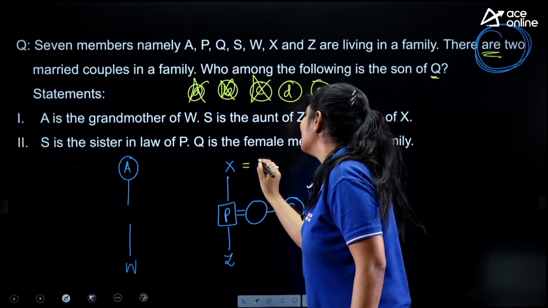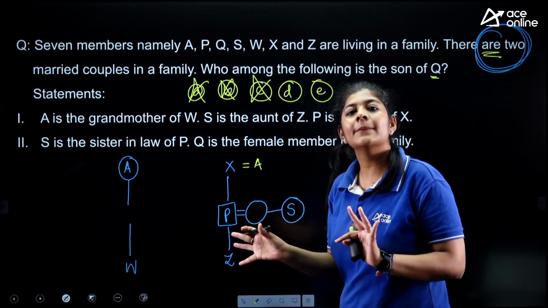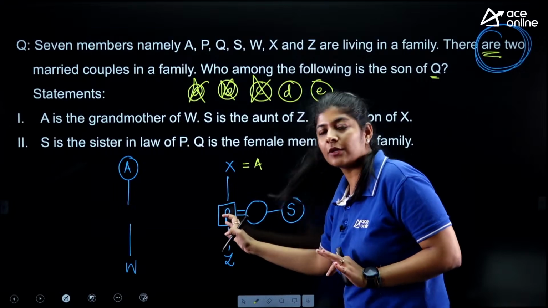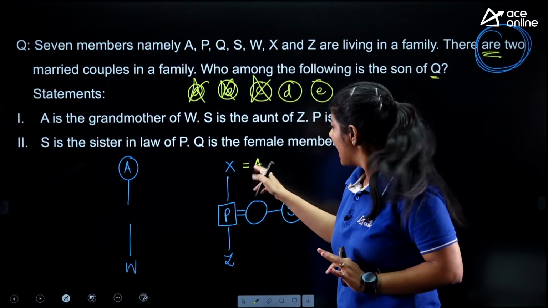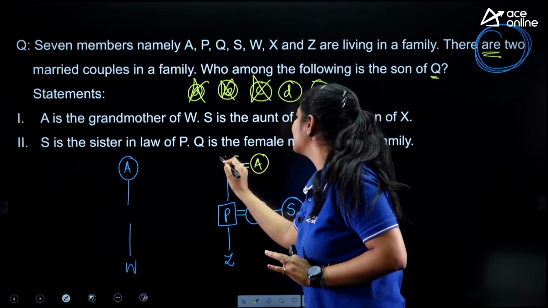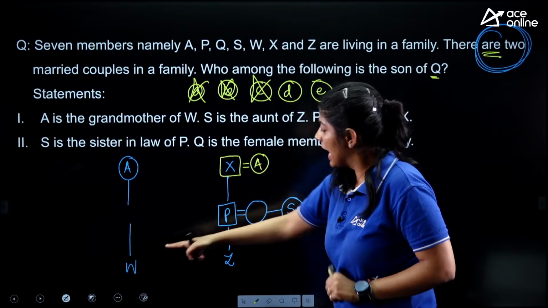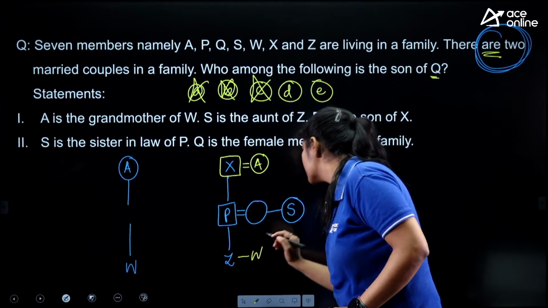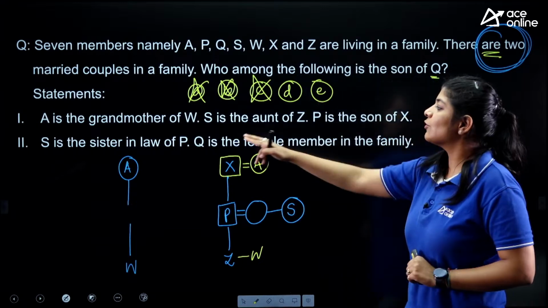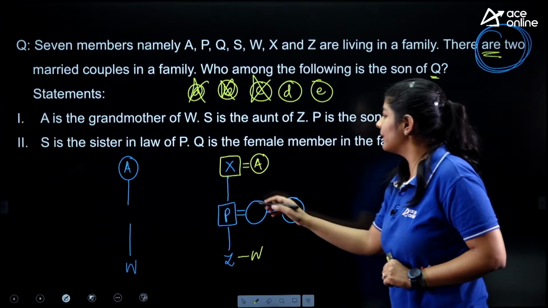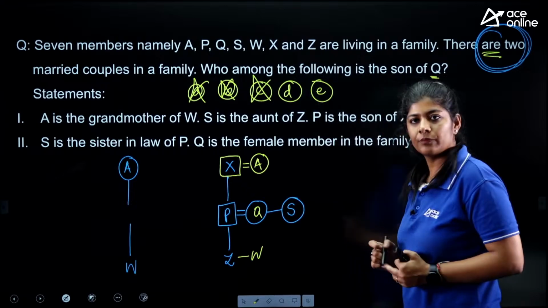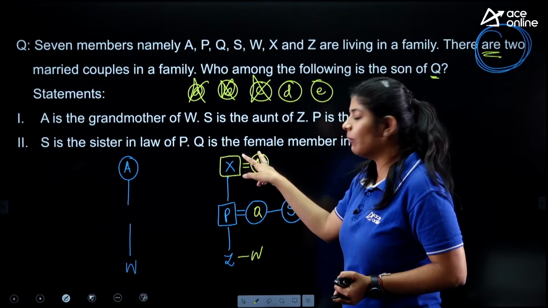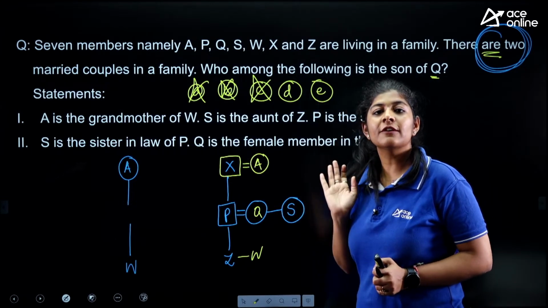So we can say that there is 100% according to these clues that A is married to X. And if A is a female member, that means Z is a male member. And here we are having W, so W, right? And the question is saying that Q is a female member, so here we will put Q. 7 members, 2 married couples. All the conditions are fulfilled.